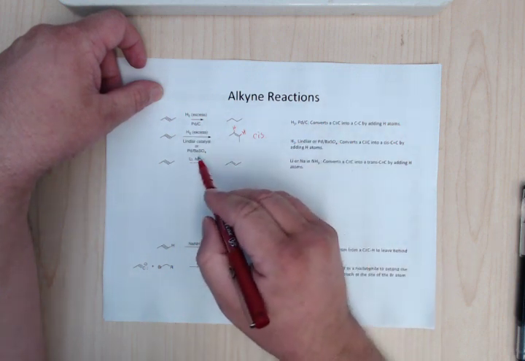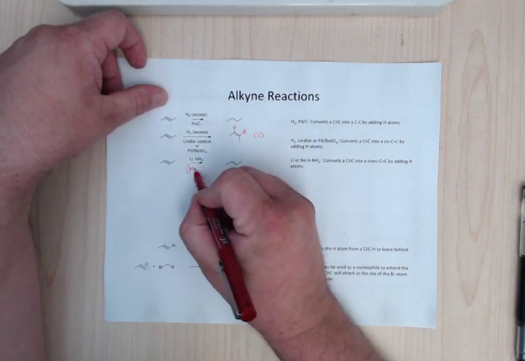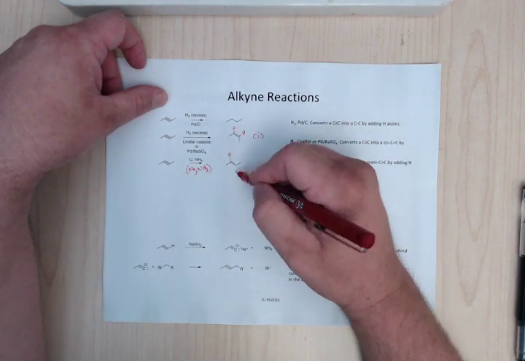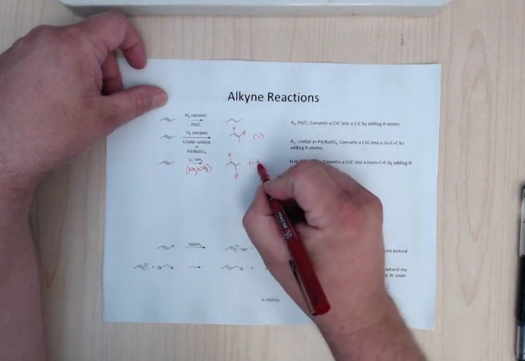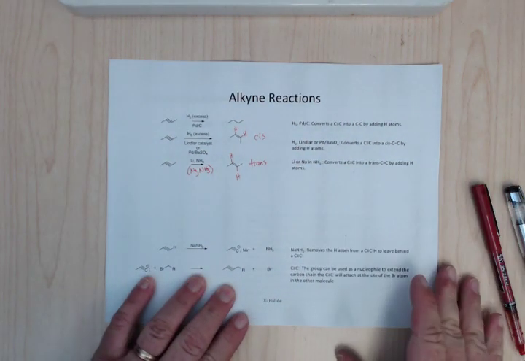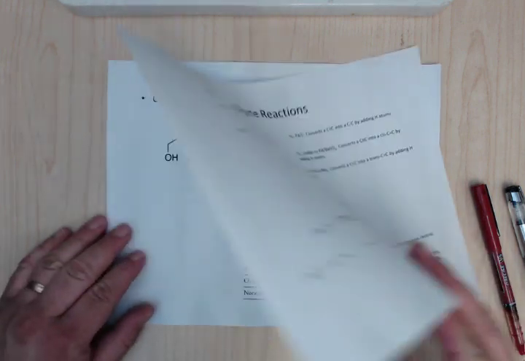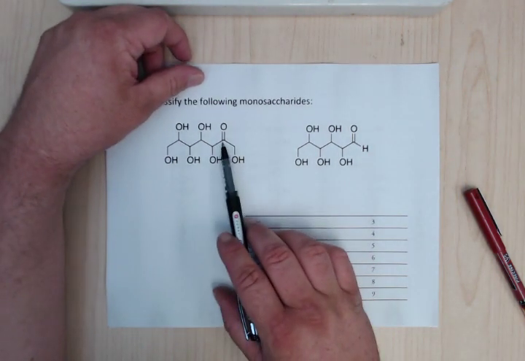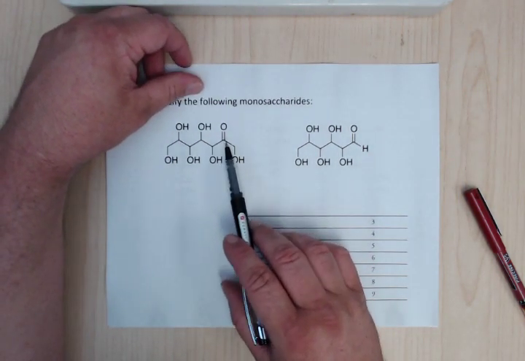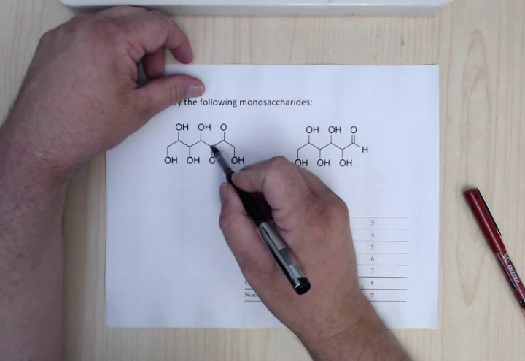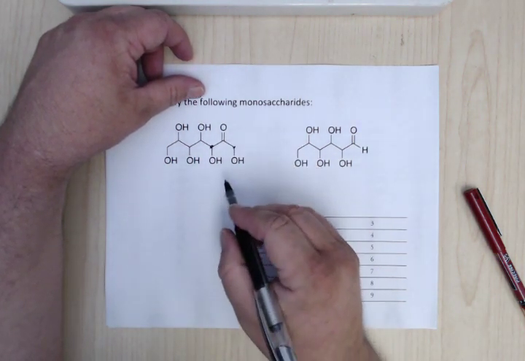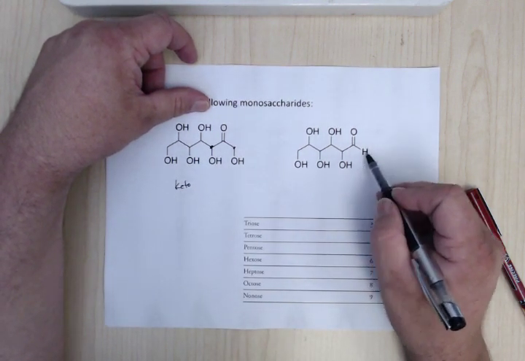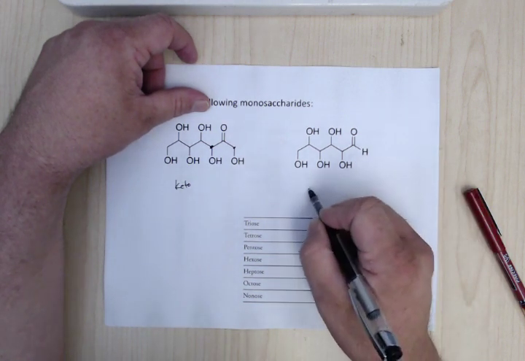With this one, with lithium and ammonia or sodium and ammonia, similar product, but now we're going to get the trans double bond. So do be careful. Okay, so for classifying these, the first thing you have to do is figure out is it keto or aldo. Here's a C double bond O. There's carbons on either side, so this would be a keto. For here, you have hydrogen hanging off of the C double bond O, so this is the aldo.